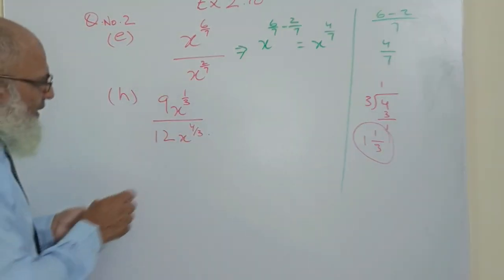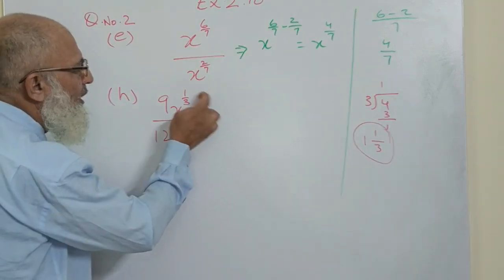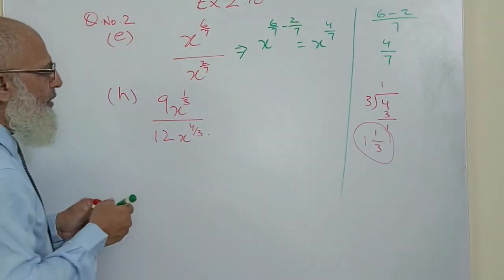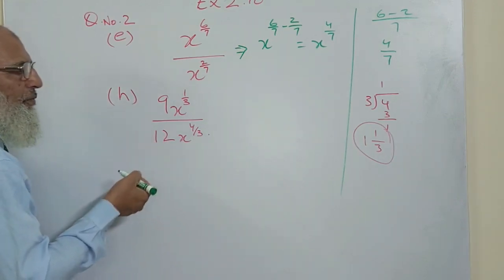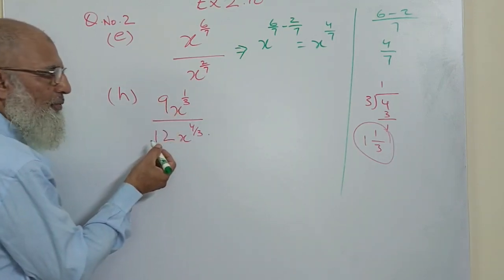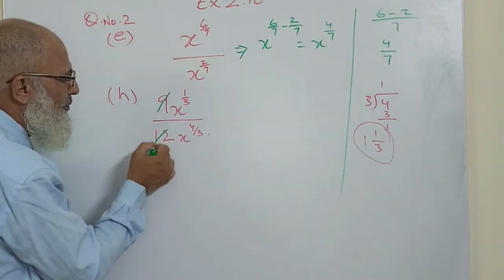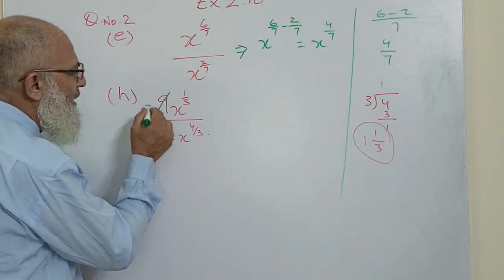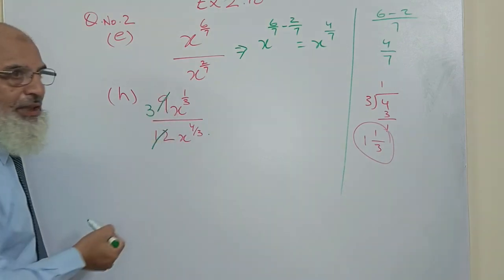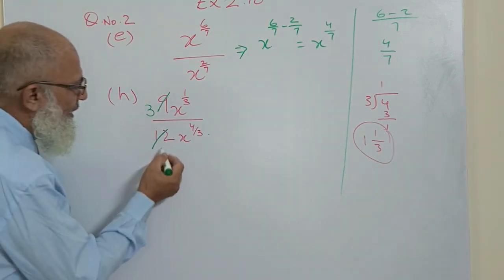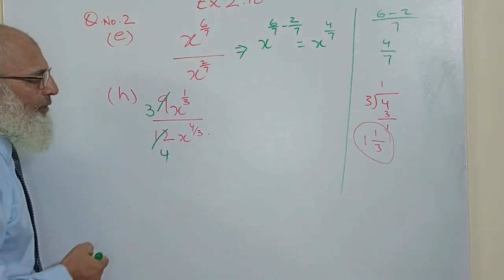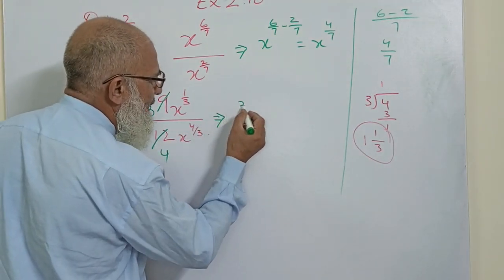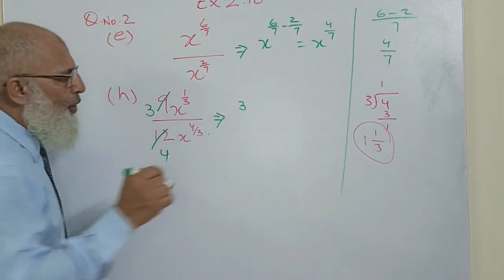So instead of going from here to here, we'll come from here to here, from numerator to denominator. And what will happen to these coefficients? We'll cancel them with a common number, that is 3. 3 times 3 is 9, and 3 times 4 is 12. So we'll write here 3 all alone.